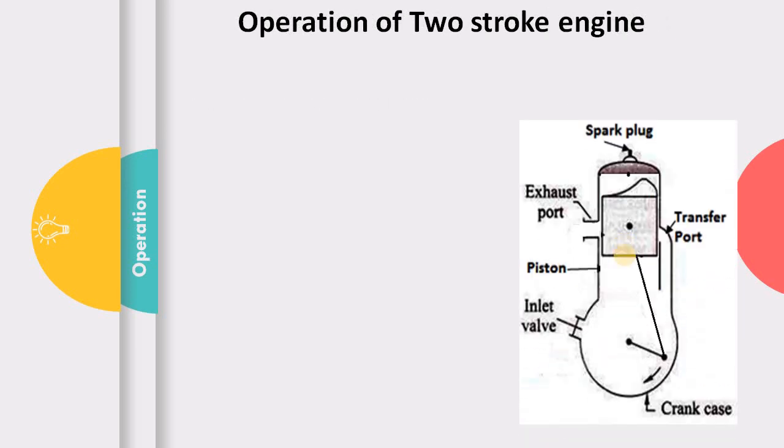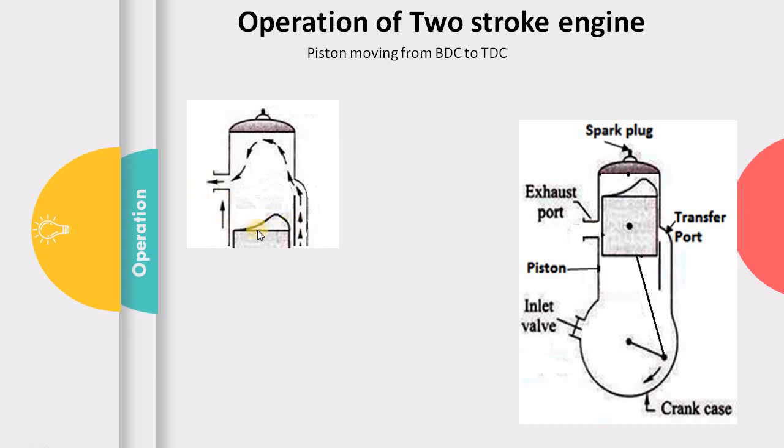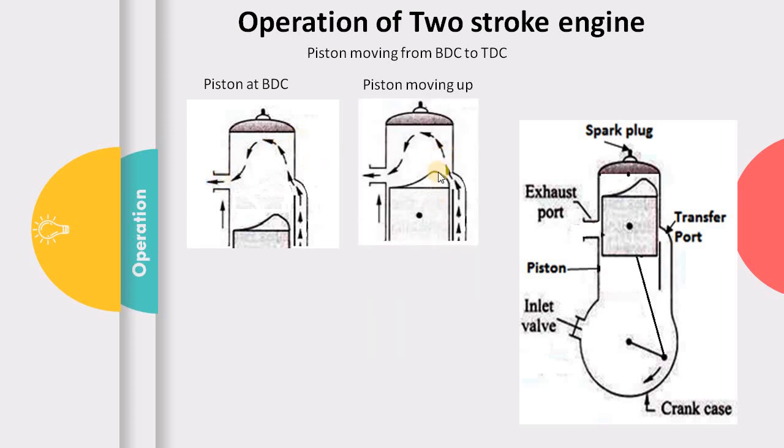Now let us discuss what happens when the piston is moving from bottom dead center to top dead center. Initially we assume that the piston is at bottom dead center and it is going to move up. As the piston moves up, we assume compression should happen. But since the exhaust port is open, the compression cannot happen, and the piston continues to move up.